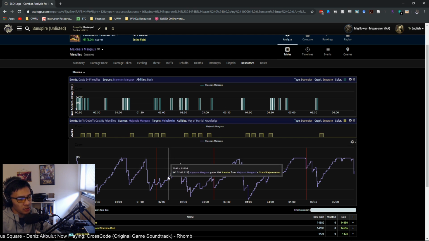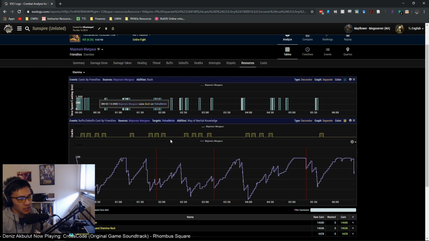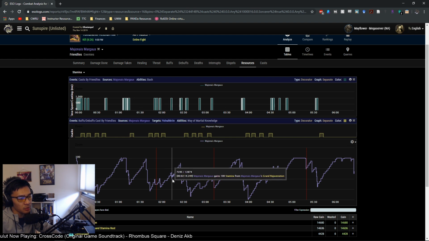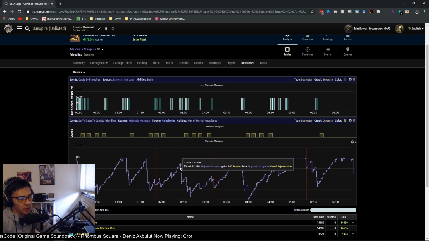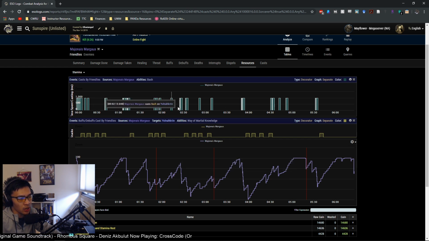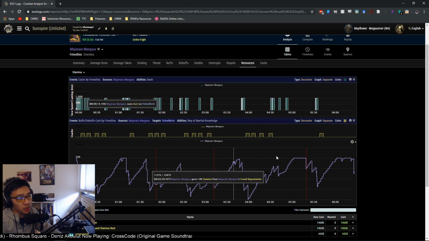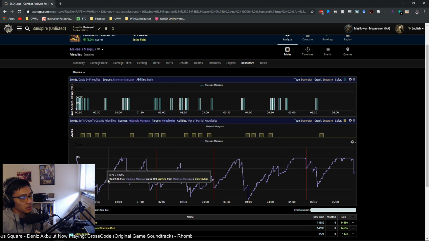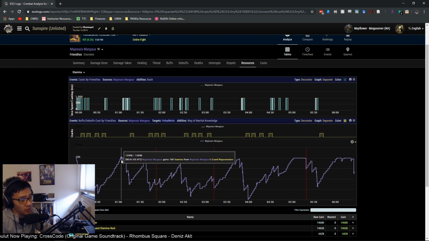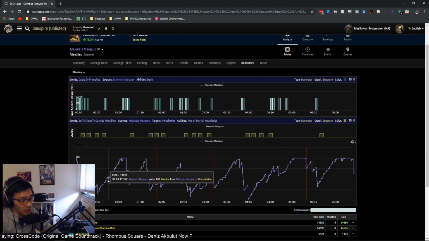Then for this big dip here, we can see that he's not bashing enough. You can see that he did do one bash here, which did drop his stamina down, but not enough to proc Way of Marshal Knowledge, and then it started to climb back up. So this corresponds to a drop in bashing. We can basically pull this apart and say, okay, you're not bashing during this time. Just make sure you're bashing to maintain that less than 50% stamina.